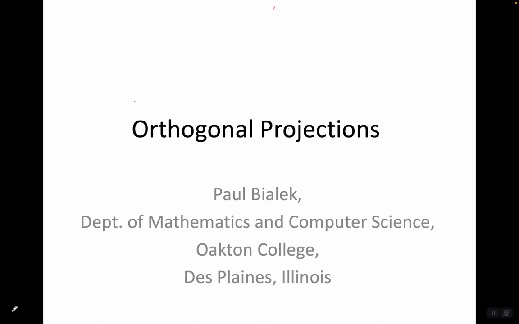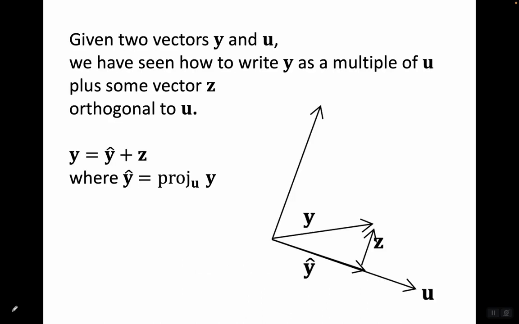Let's look at orthogonal projections. Given two vectors y and u, we have seen how to write y as a multiple of u plus some vector z orthogonal to u. So here's y. Y equals y hat, a vector that's parallel to u, and z is a vector that's orthogonal to u. So y equals y hat plus z. Y hat is what we sometimes call the projection of y onto u.